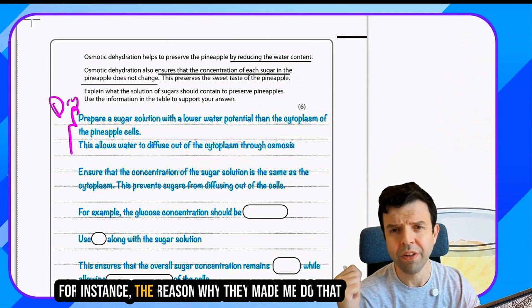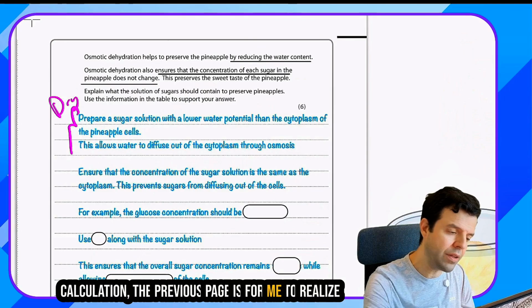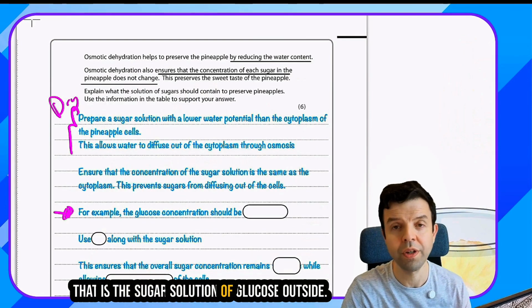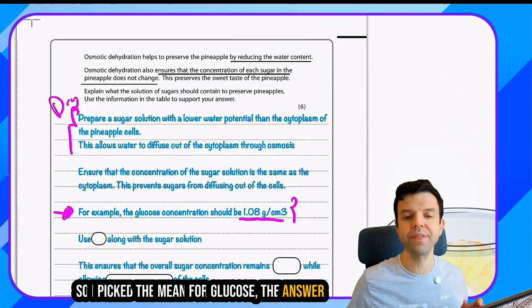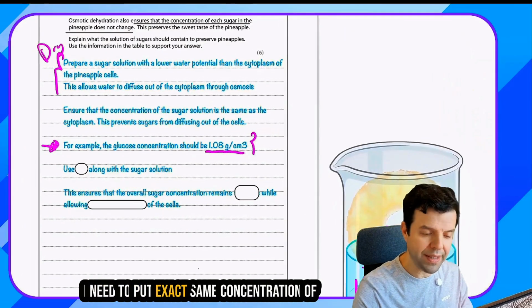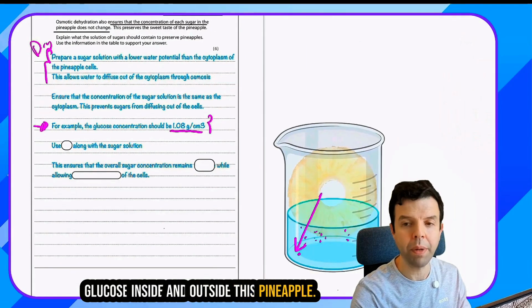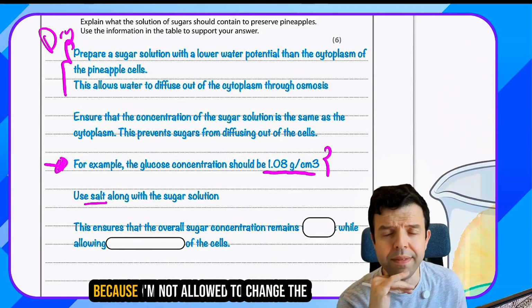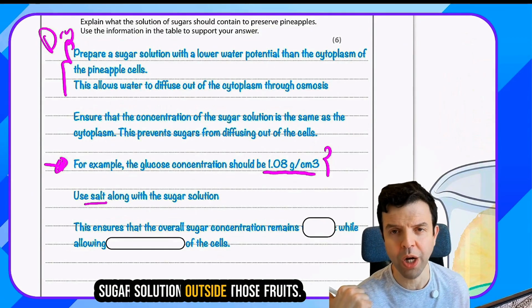For instance, the reason why they made me do that calculation on the previous page is for me to realize that this is the sugar solution of glucose outside. So I picked the mean for glucose, the answer that I just wrote on the previous page. I need to put the exact same concentration of glucose inside and outside this pineapple. Now, the salt part is for what? Because I'm not allowed to change the sugar solution outside those fruits.